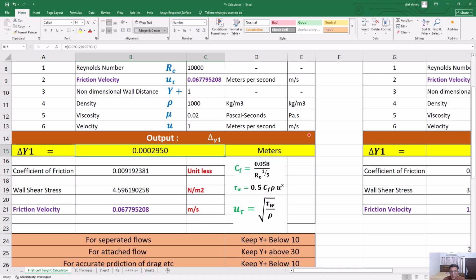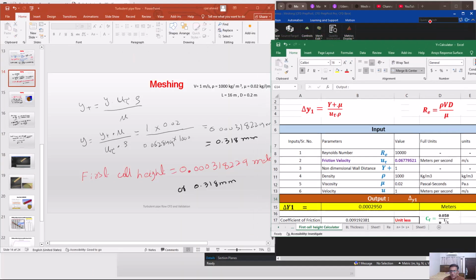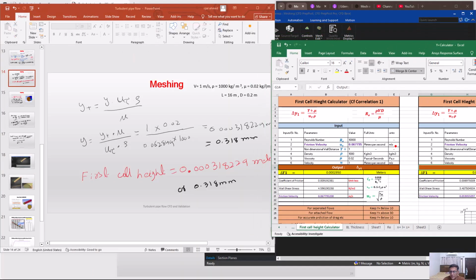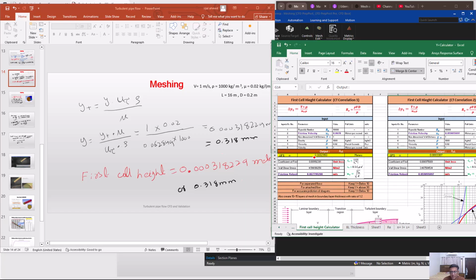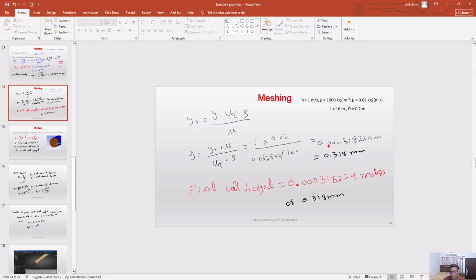And if I use another correlation, which I've shown you in ChatGPT, and similarly here 10,000, Y plus 1, density is equal to 1000, viscosity is 0.02, and velocity is 1 meter per second, this correlation gives me the value of 0.0003. This value is in between these two correlations. So in this way we found the value of our first cell height and the other parameters in ANSYS meshing. Now we are confident to give these parameters and get a very high quality mesh from the ANSYS software.